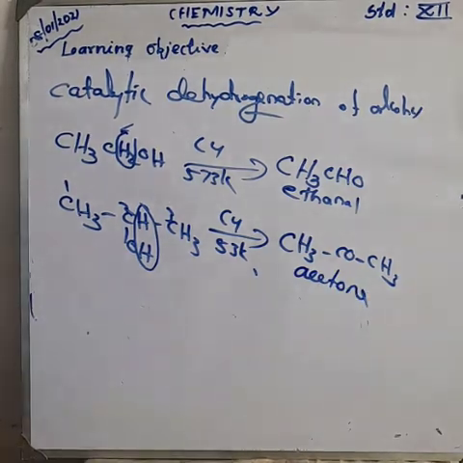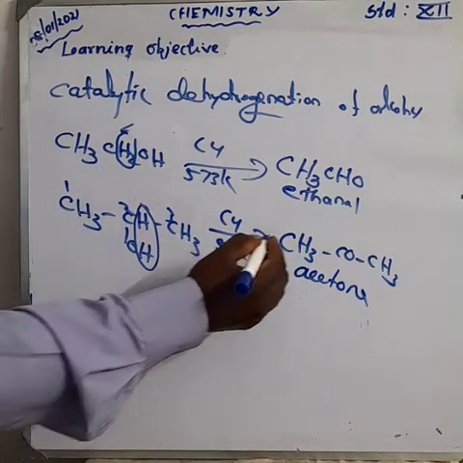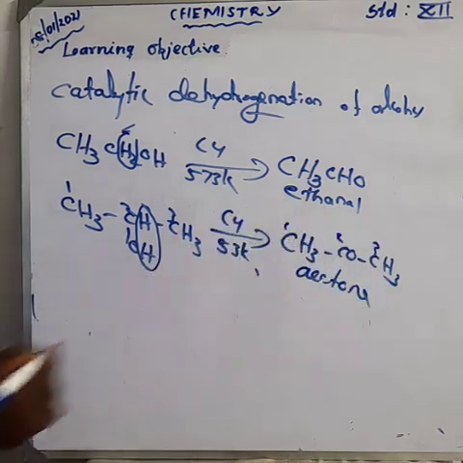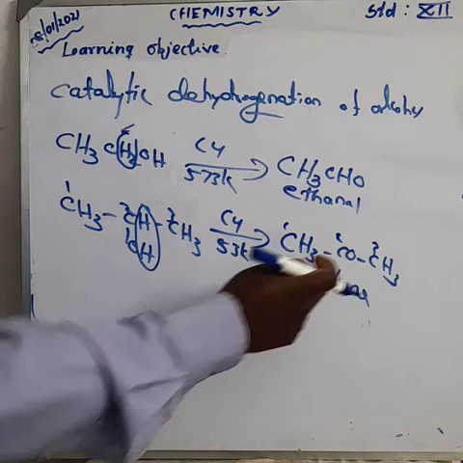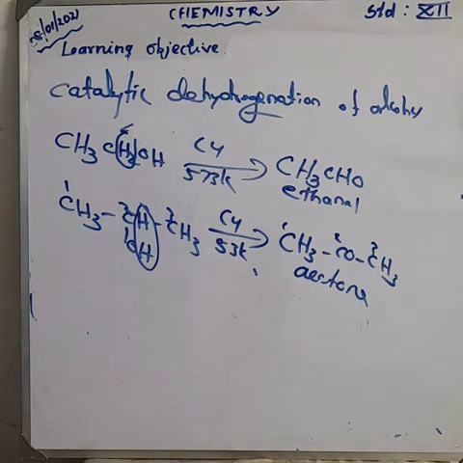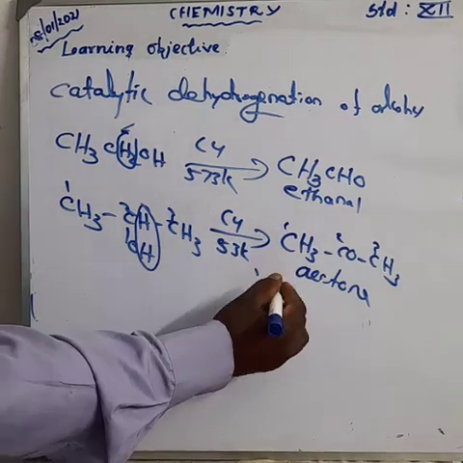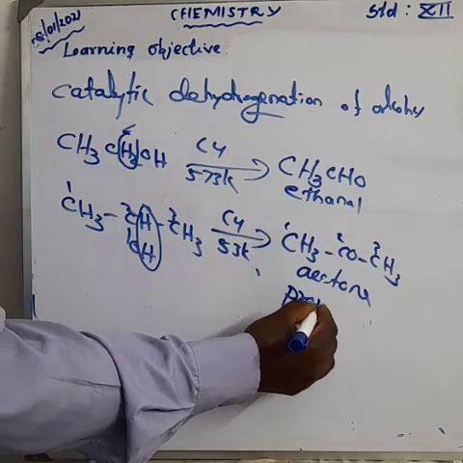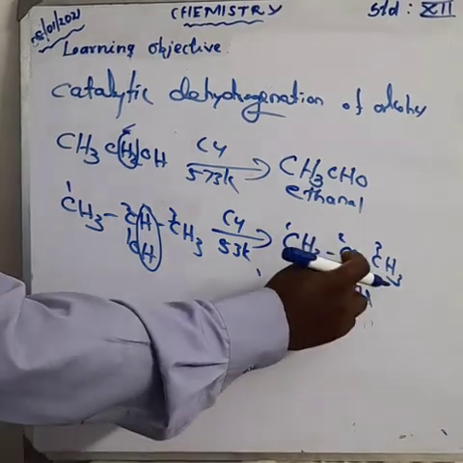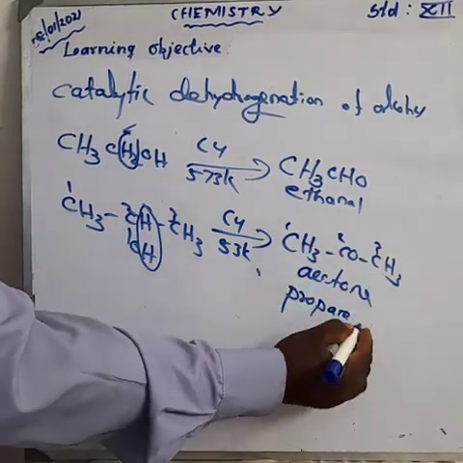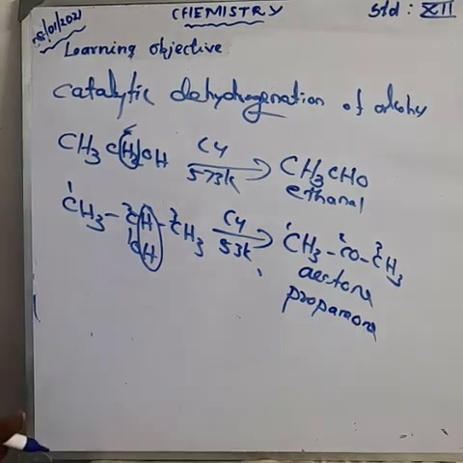Acetone is the common name, otherwise called propanone. Propanone: prop means 3 carbons. With the CO group, the secondary suffix is "one", so the name ends with "one". Number of carbon is 3, that is prop. Here there is a single bond, so "ane". The functional group is CO, so we write "one". So we get propanone.